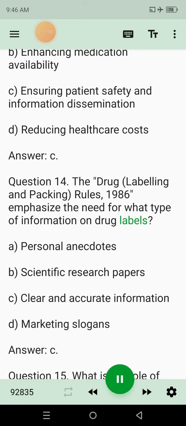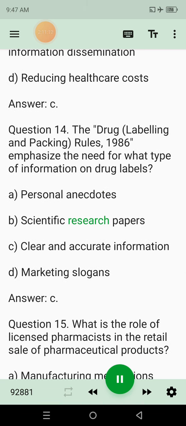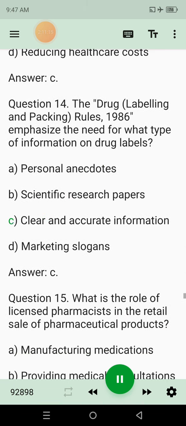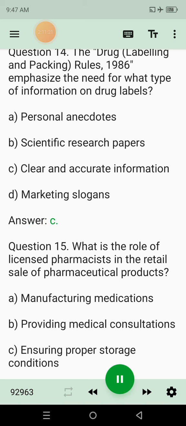Question 14. The Drug Labeling and Packing Rules, 1986, emphasize the need for what type of information on drug labels? A. Personal anecdotes. B. Scientific research papers. C. Clear and accurate information. D. Marketing slogans. Answer. C.